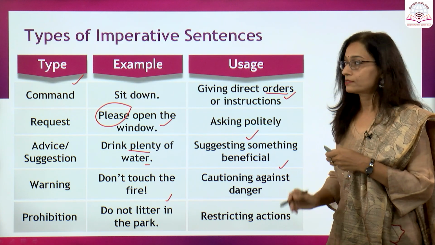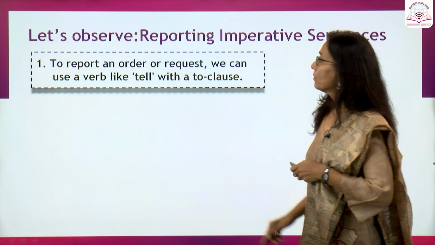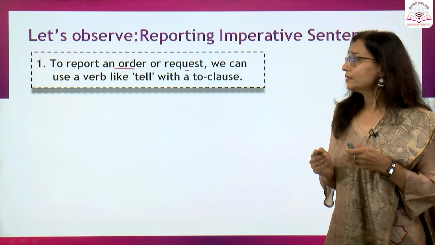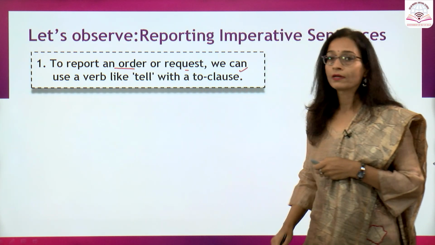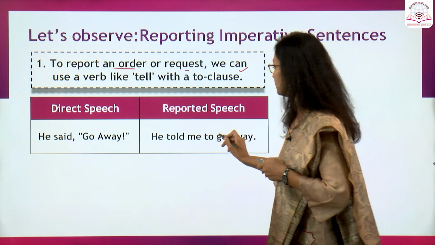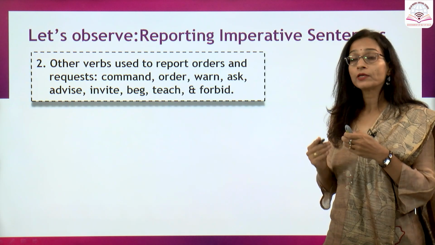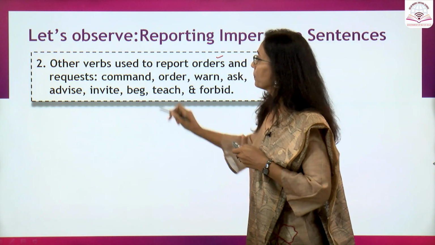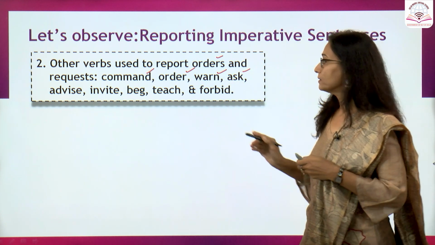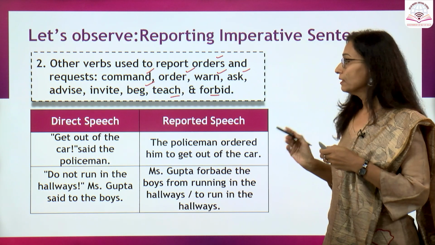Restricting certain actions. Now, let us observe how do we report these sentences. For example, if we want to report an order or a request, we can use a verb like tell with a to clause. Let us take a look at the example. He said, go away. He told me to go away. Other verbs which can be used to report orders and requests are command, order, warn, ask, advise, invite, beg, teach or forbid.